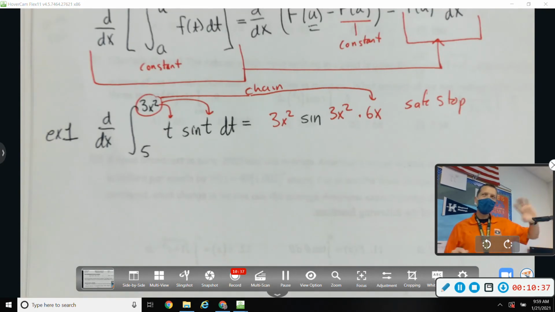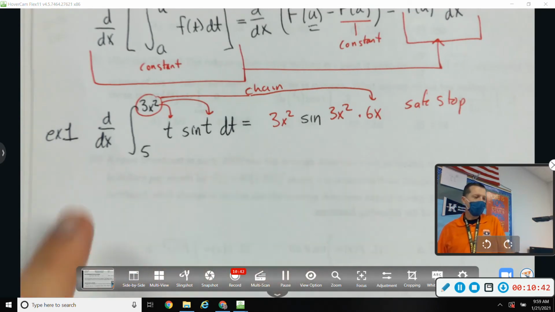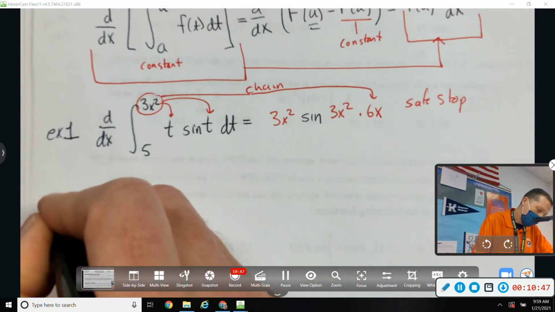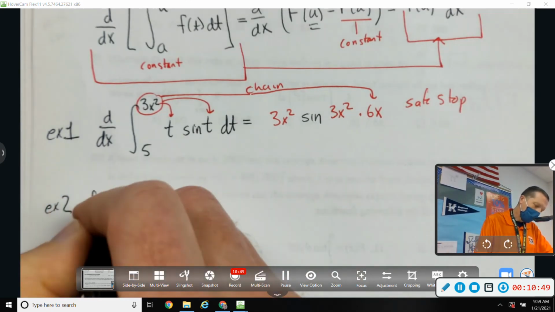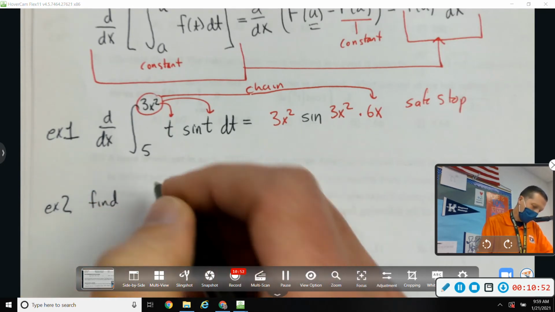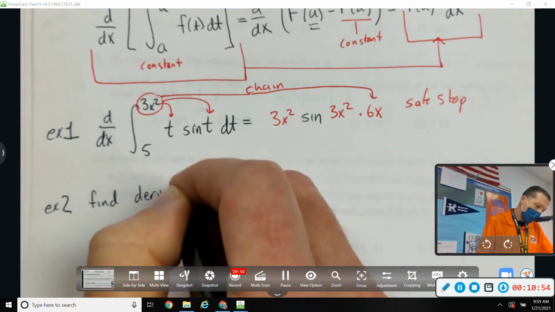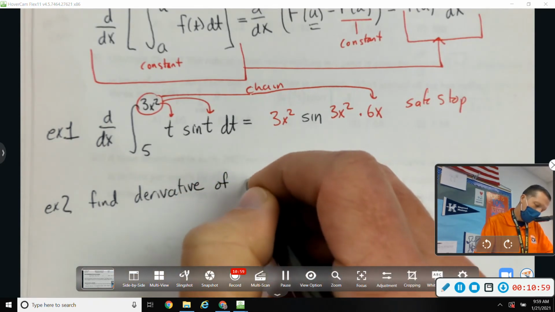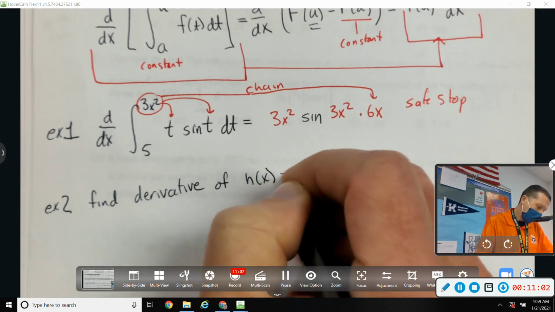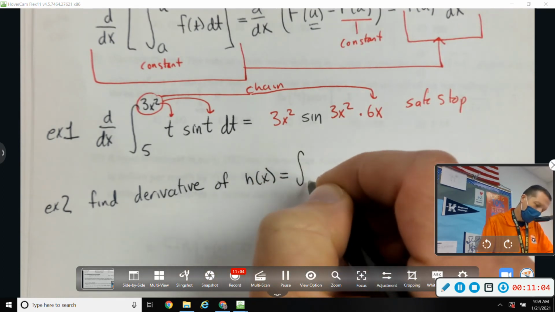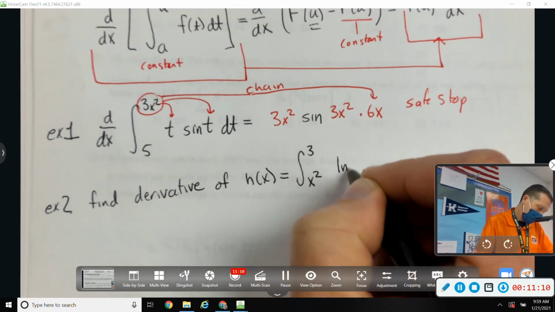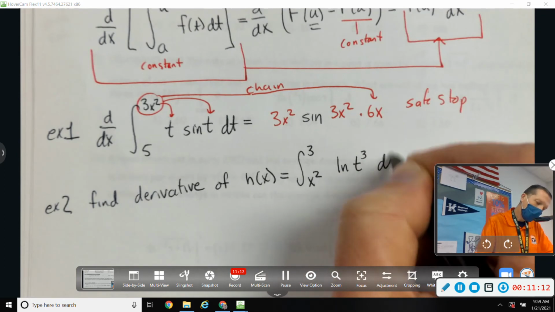So there's a lot of theory going on in the background, the integral of the derivative, but in practice it's like, well, they cancel each other out, so I'm just going to plug in the top limit and multiply by its derivative. Let's do another one. I'm going to set this one up a little bit differently, but it's the same thing. Find the derivative of h of x equals the integral from x squared to 3 of natural log t cubed dt.